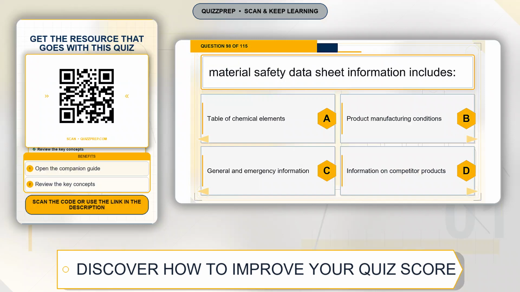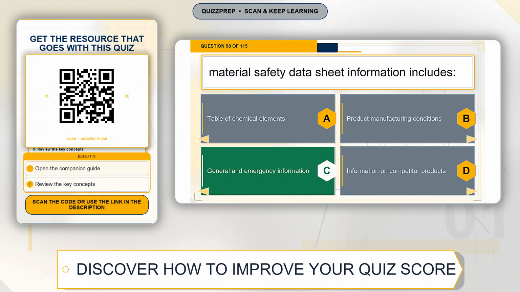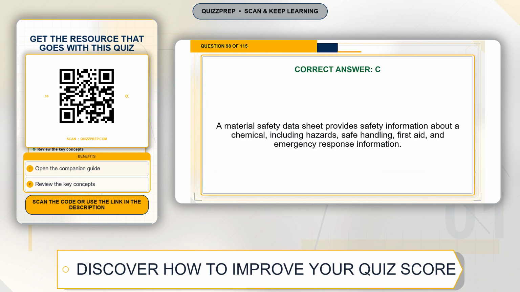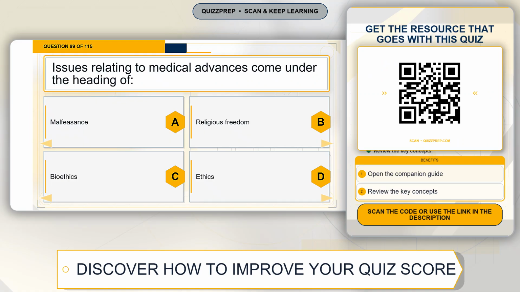Question 98. Material safety data sheet information includes: Option A, table of chemical elements. Option B, product manufacturing conditions. Option C, general and emergency information. Option D, information on competitor products. The correct answer is option C, general and emergency information. Explanation. A material safety data sheet provides safety information about a chemical, including hazards, safe handling, first aid, and emergency response information.